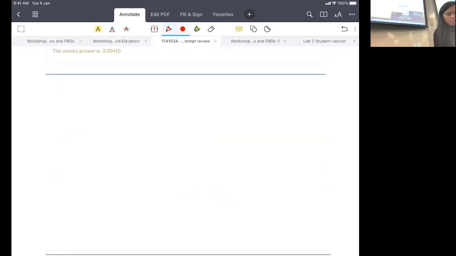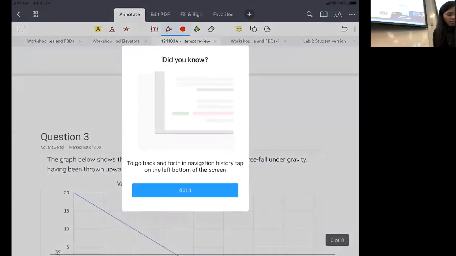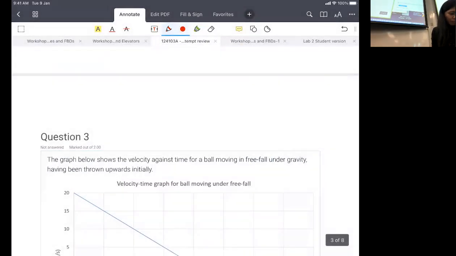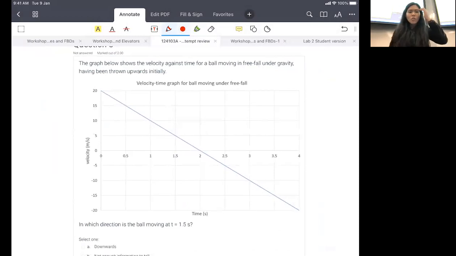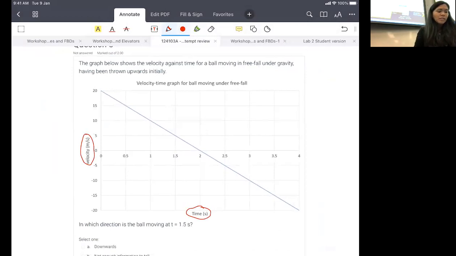All right, the next question is about a graph, interpreting this graph. It shows the velocity, so the y-axis is velocity and the x-axis is time. It shows the velocity against time for a ball that's moving under free fall, under gravity. So it was thrown upwards initially, and this is how the velocity changes.